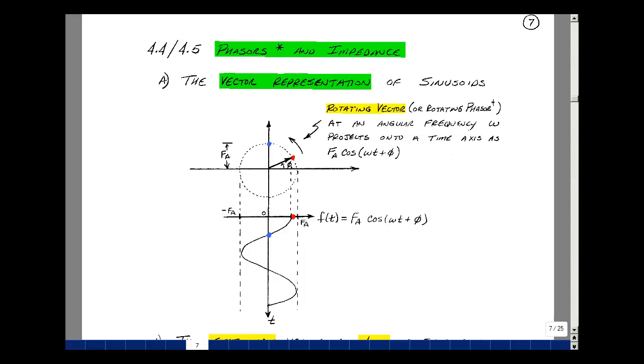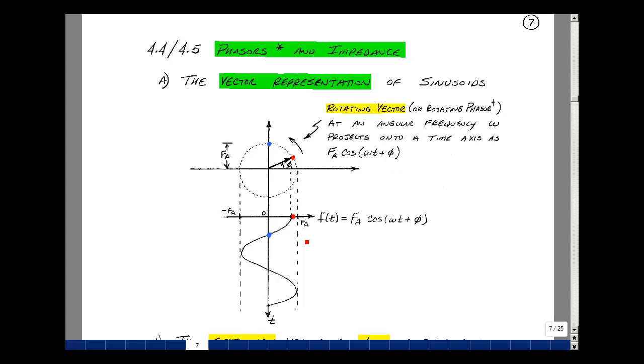This lesson deals with the vector representation of sinusoids. You can find these notes in the course ebook in Chapter 4, starting on page 7. Suppose I take a function f of t that's equal to f of a times the cosine of omega t plus phi. Let me represent that as a vector. Have the length of this vector equal to f of a and an angle of phi.